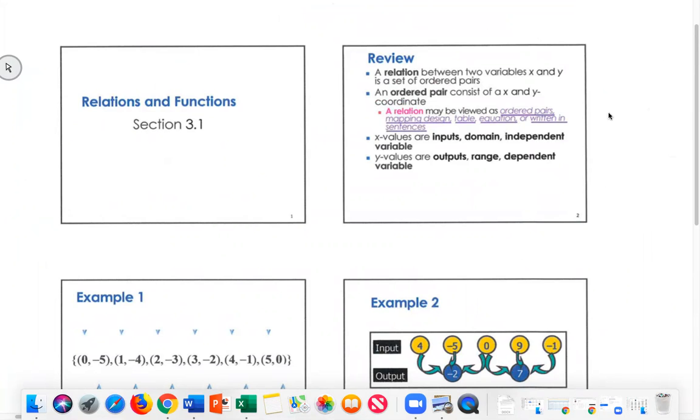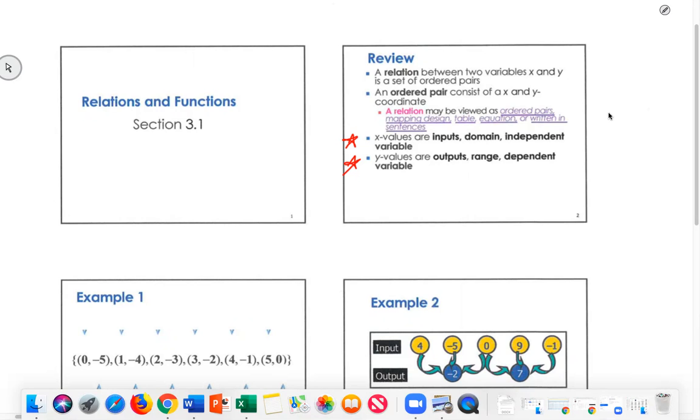So a relation is a pairing of inputs and outputs, variables X and variables Y, okay? And an ordered pair is just consisting of an X value and a Y value, an input and an output, okay? And then X values, these are important, so please put a star next to them. Now, why am I telling you to put a star next to them? Because, long story short, I'm going to interchange these names.